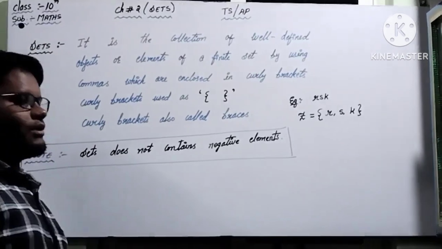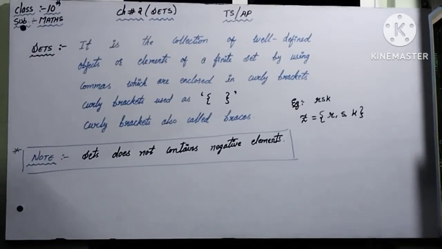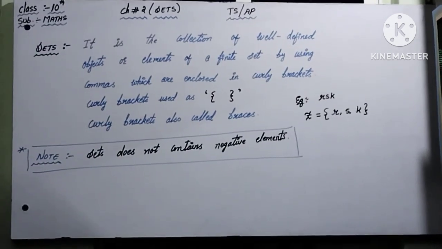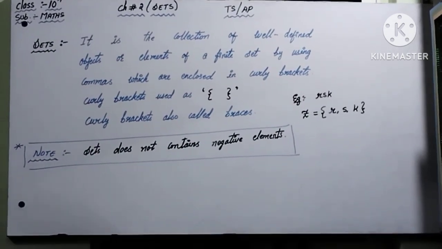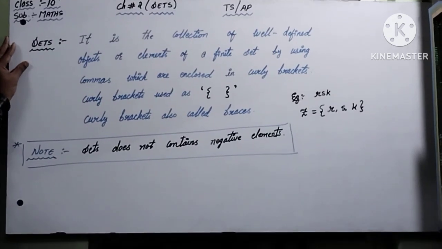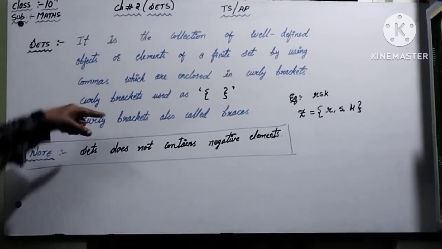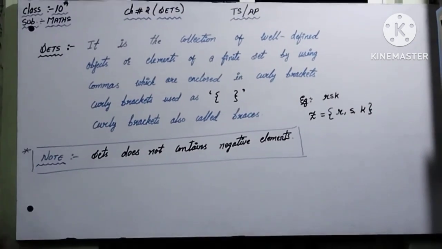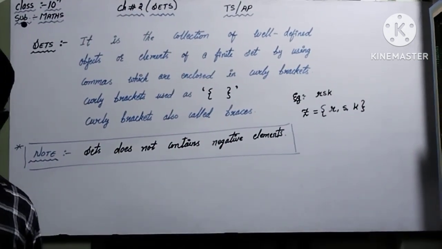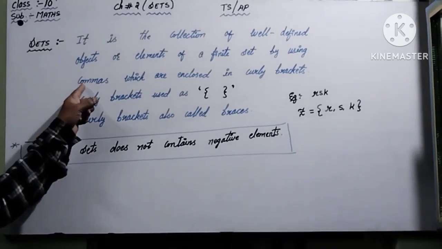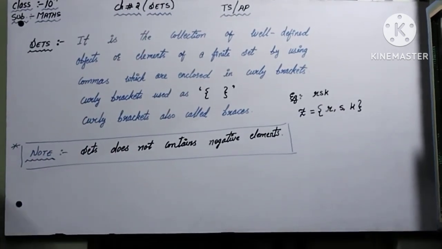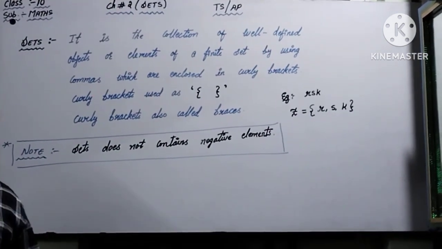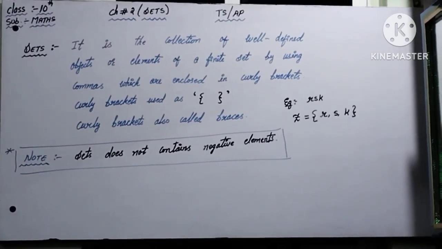Afterwards we will see the types of sets and the basic operations of sets. I will say about that. So in this definition of sets, do you have any doubts? Set means what? It is a collection of well-defined objects or elements, separated by commas, which are enclosed by curly brackets. Curly brackets are also known as braces or flower brackets.